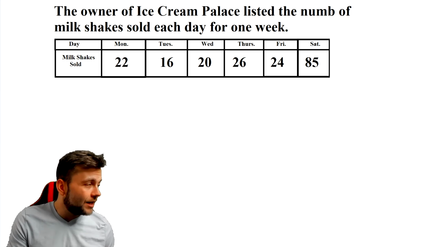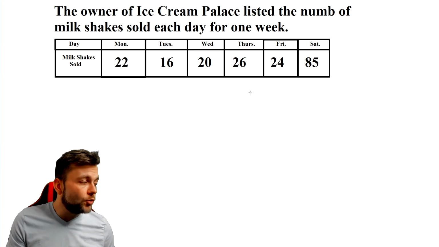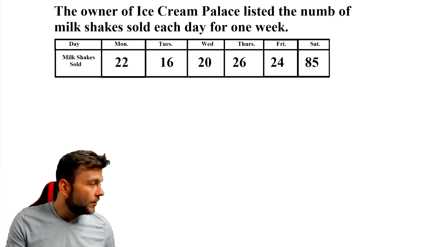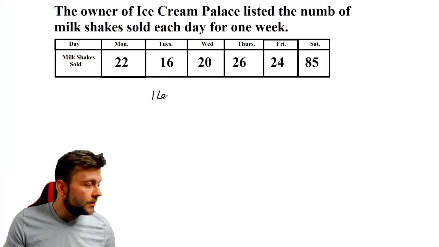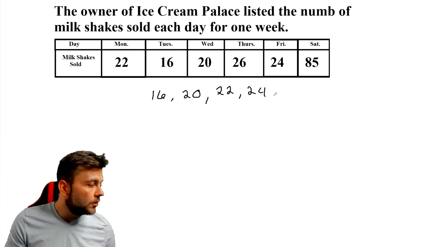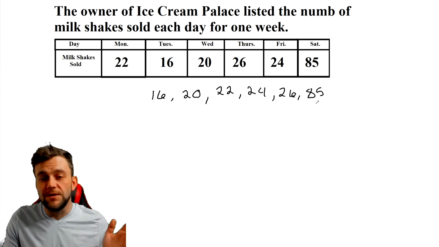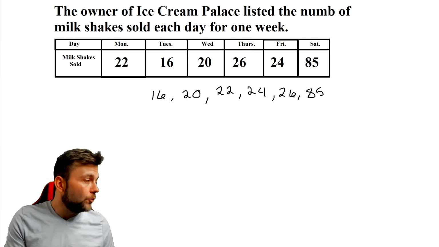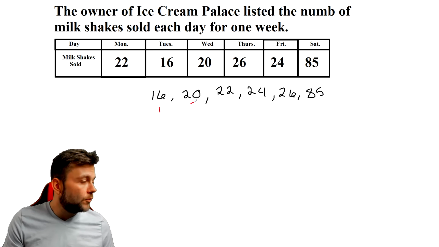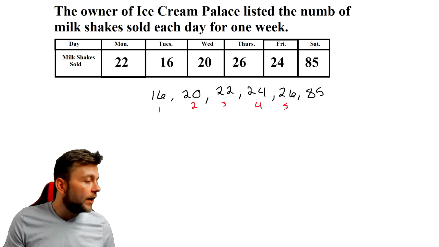So let's just go ahead and list these out from least to greatest. So we have 16, 20, 22, 24, 26, and 85. So in this example, it doesn't really matter too much that we have this large 85, right? What we really care about is which one is right in the middle. So 1, 2, 3, 4, 5, 6.